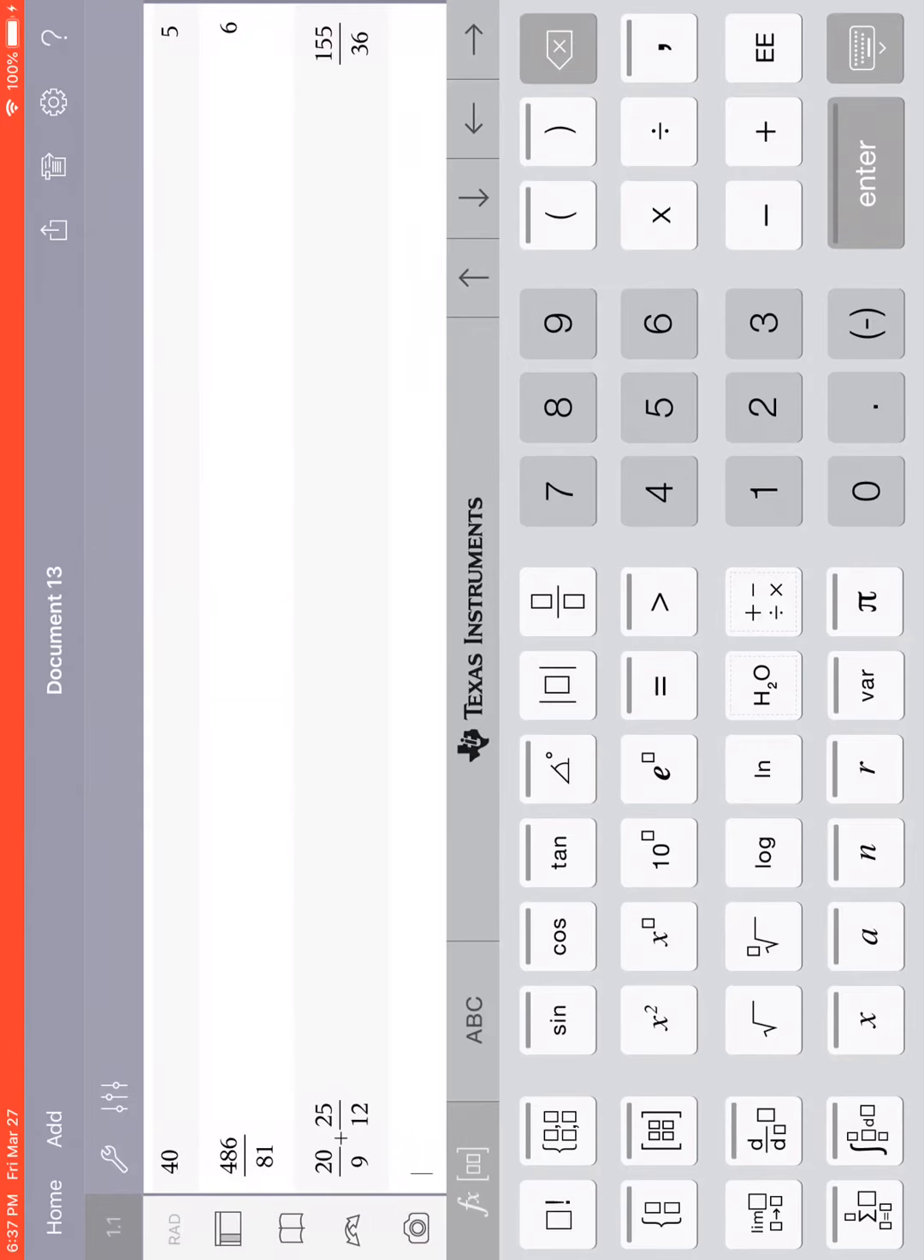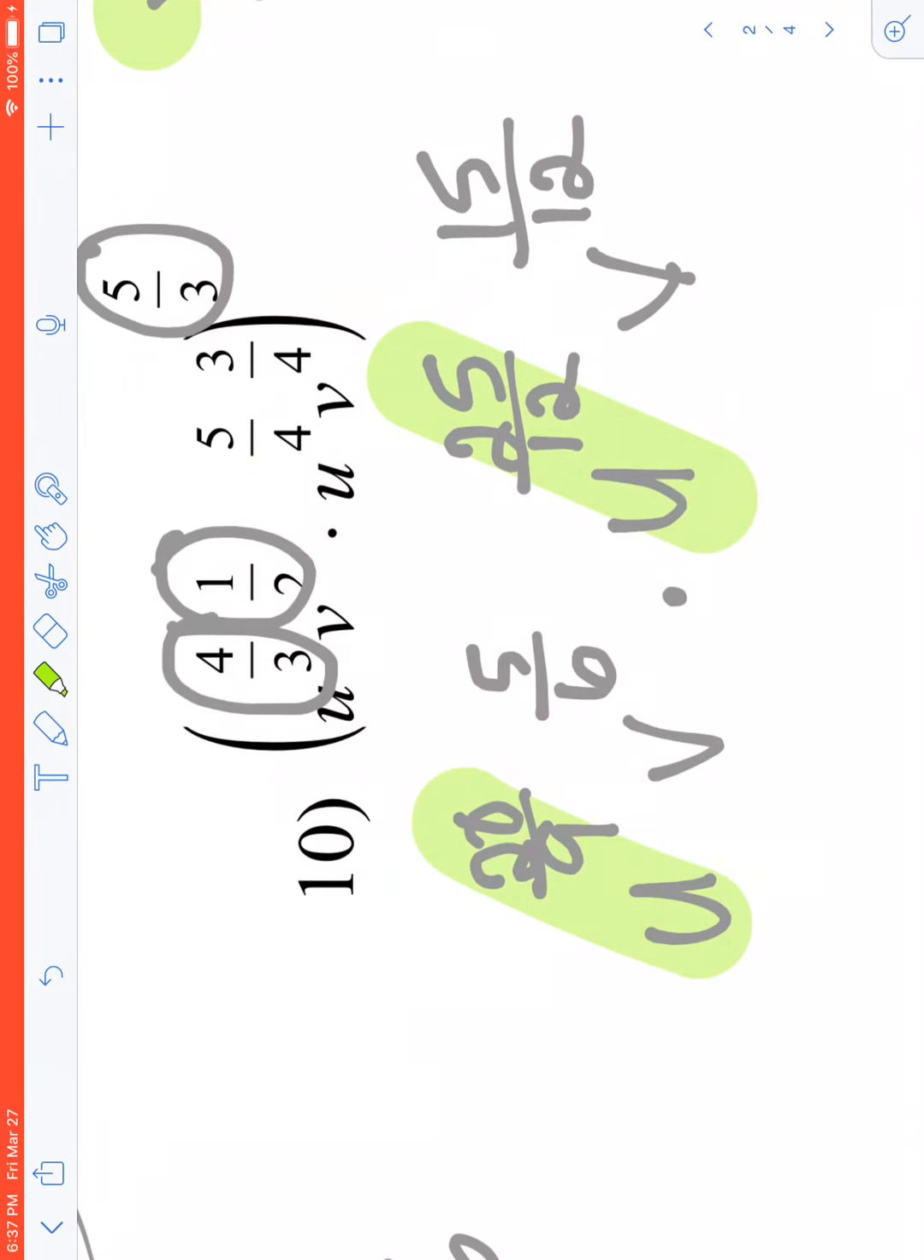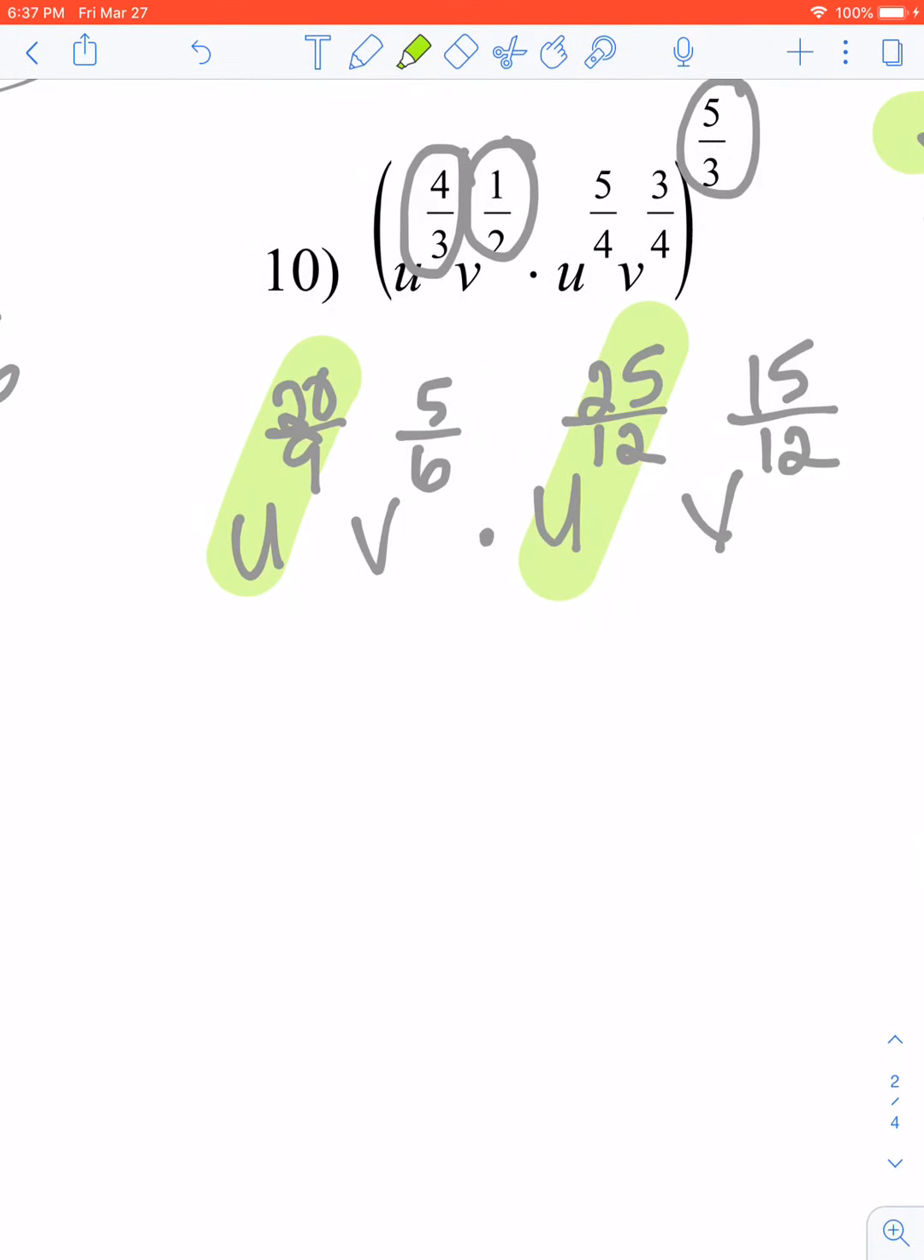And we get 155/36, and friends, that is the correct answer. Now that's just for the u's. So we have u to the 155/36. That seems outlandish, but that's correct.